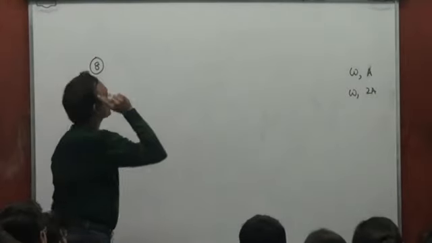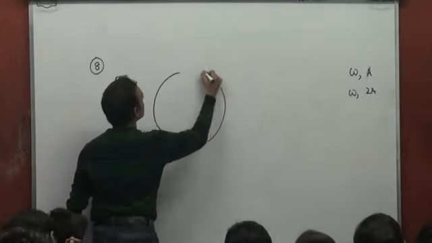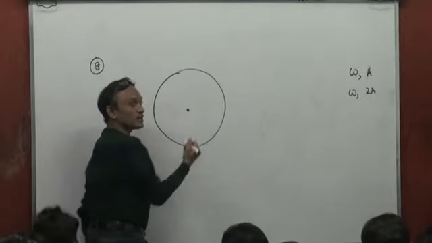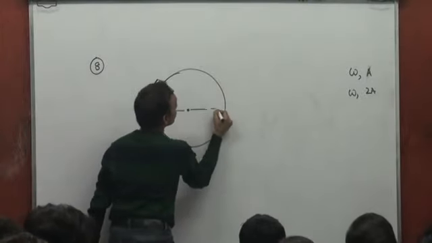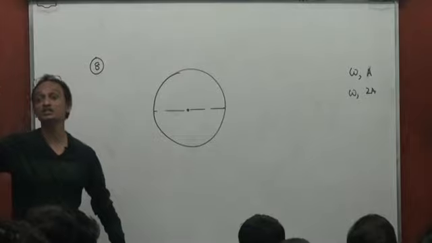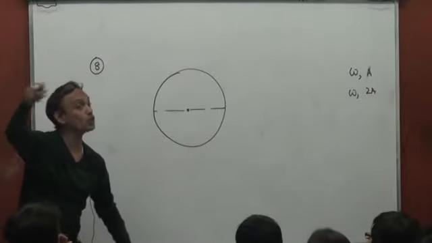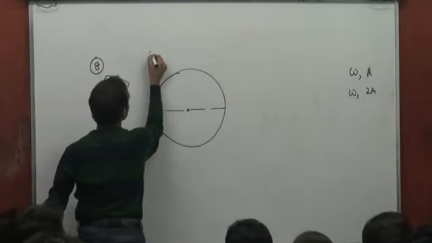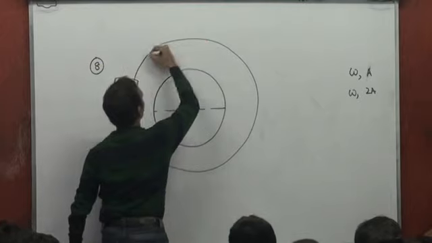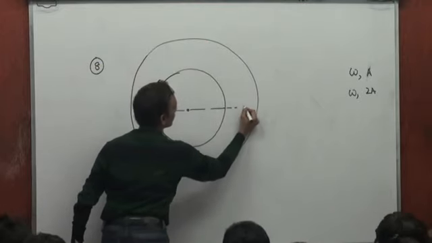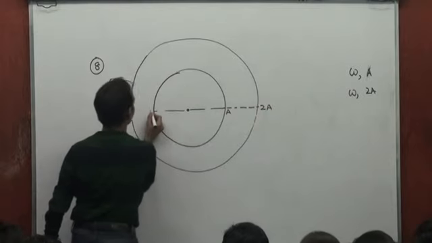Realize that they had the same mean position, so same center for the auxiliary circle. But the auxiliary circle of one is A units, the auxiliary circle of the other one is concentric and of radius 2A units. This is A, this is 2A.